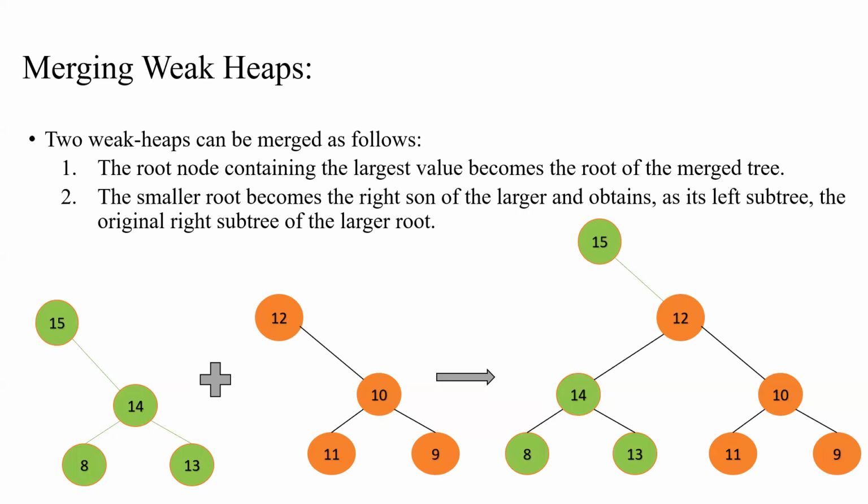So, how to merge two weak heaps? Two weak heaps can be merged by following the given rules. The root node containing the largest value among the trees will be taken as the root node of the merged tree. Next, the second requirement is that the smaller root becomes the right son of the merged tree, and the remaining tree of the largest root will be the left subtree of the smallest root. The below example depicts this. Here, the tree given in green has the largest root value.